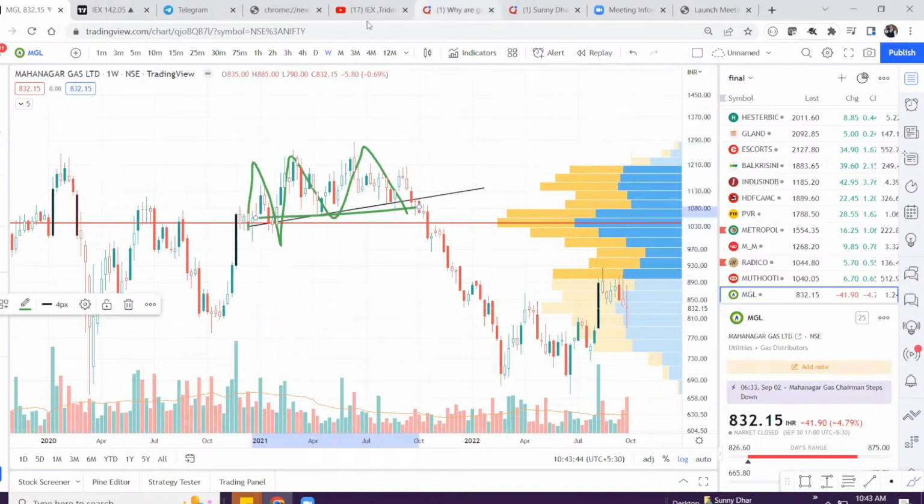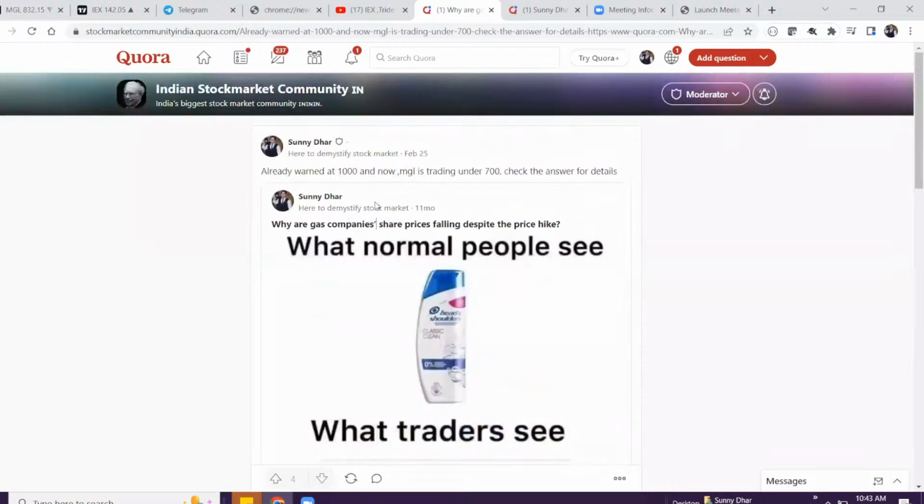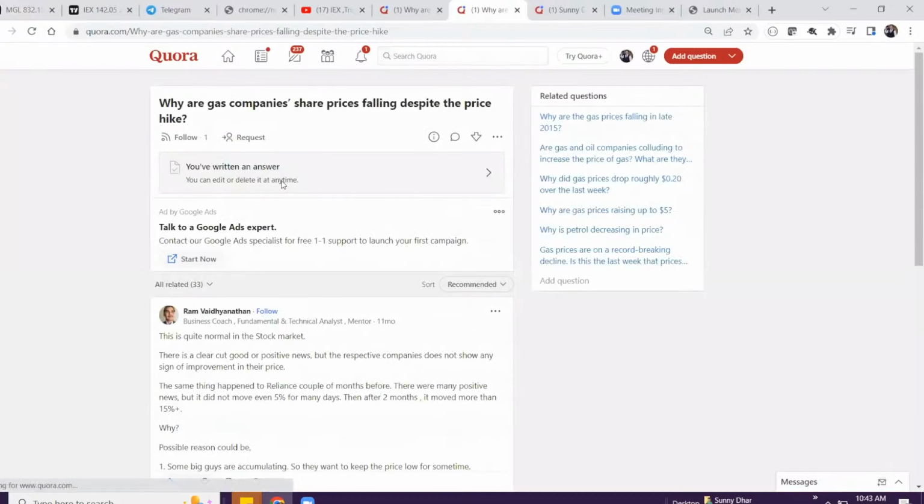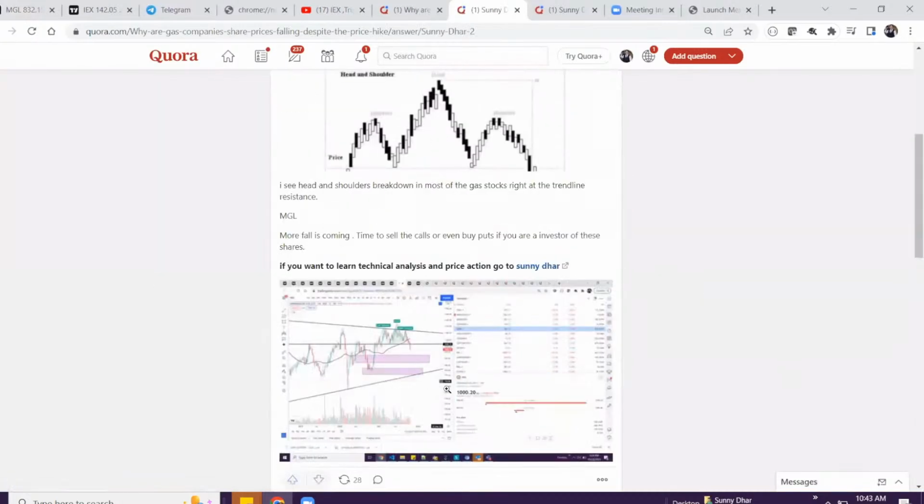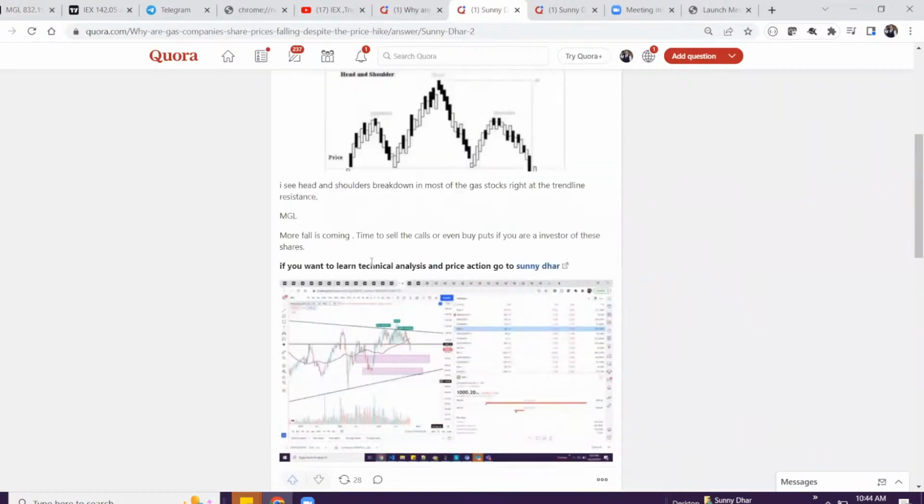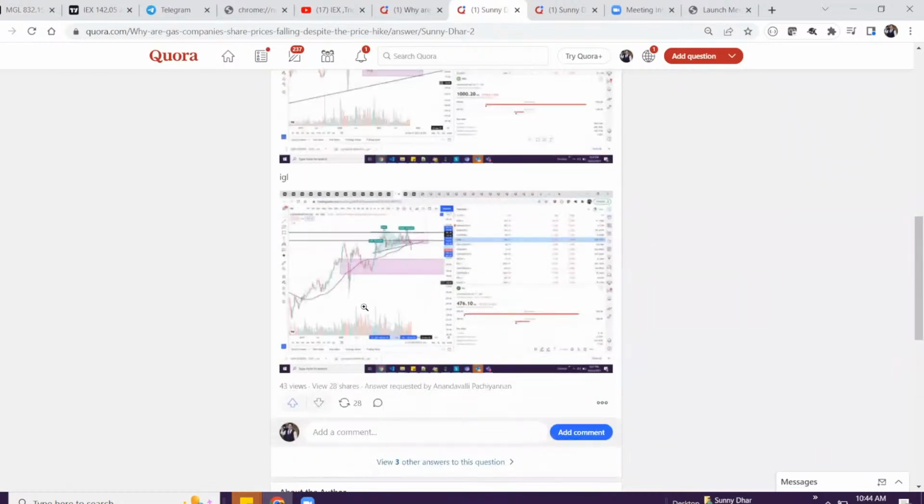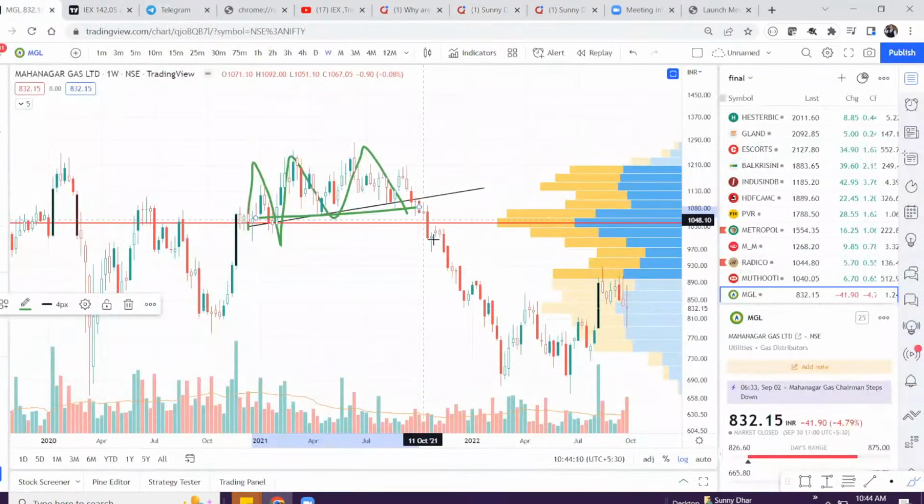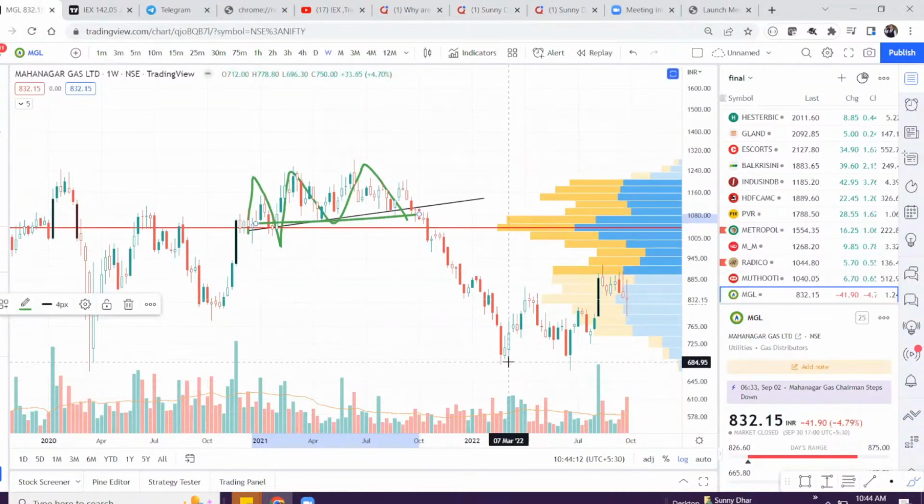And if you see, I had already recommended this on Quora 11 months ago, that gas stocks, the MGL was trading at 1,000 at that time, and we can see lower levels in the gas stocks, both MGL and IGL, was trading at 476. And after that, if you see, from these levels, it went to 680 levels also. The low you can see is 665.